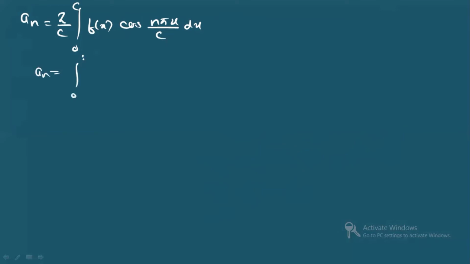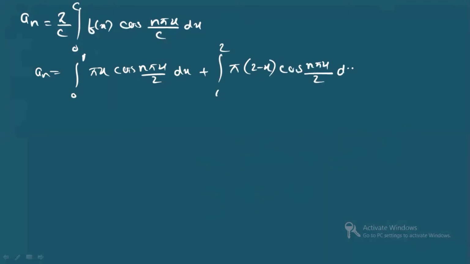0 to 1. The function is pi x for 0 to 1 limit, cos n pi x by 2 dx. Plus it will be 1 to 2, right? The value of the function is pi times 2 minus x, cos n pi x by 2 dx. Just do the integration. A n is equal to what?